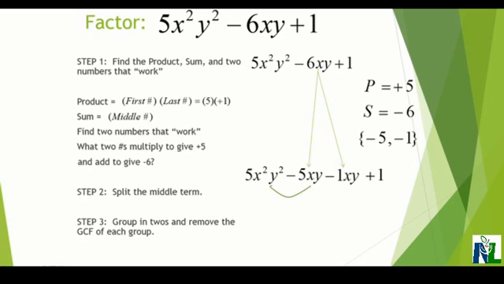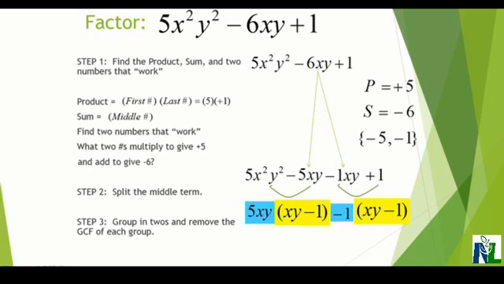Step 3, group our first two terms together and factor out the GCF. This leaves us 5xy outside of xy minus 1. Careful, a common error here is to cancel out this term. One term divided by itself will always give us 1. 5xy divided by 5xy is 1, not 0. Similarly, in our second group, our GCF is negative 1, and when we divide both terms by negative 1, we're left with xy minus 1.